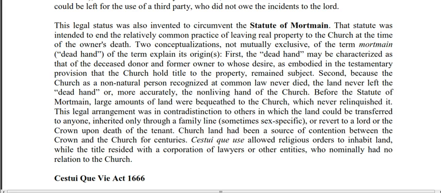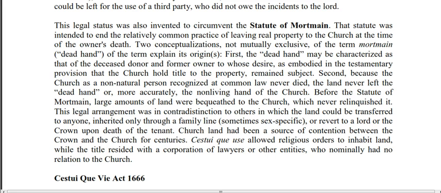Two conceptualizations, not mutually exclusive, of the term mortmain, which in French means dead hand, explain its origins. First, the dead hand may be characterized as that of the deceased donor and former owner, to whose desire, as embodied in the testamentary provision that the church hold title to the property, the land remains subject. Second, because the church, as a non-natural person recognized at common law, never died, the land never left the dead hand, or more accurately, the non-living hand of the church.